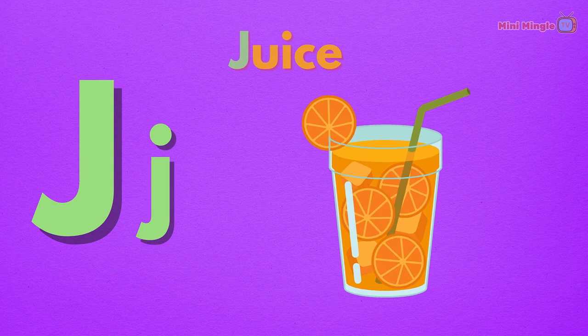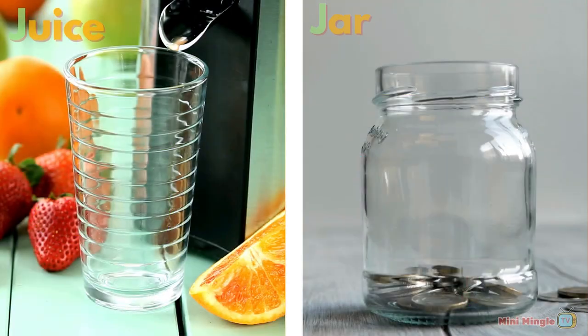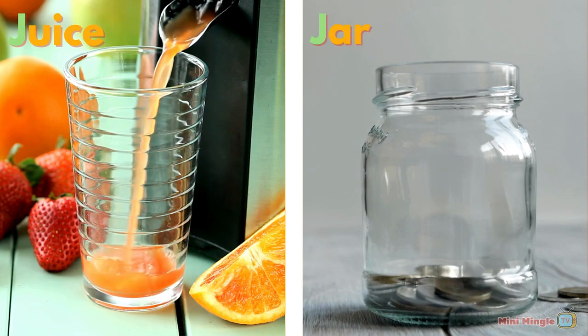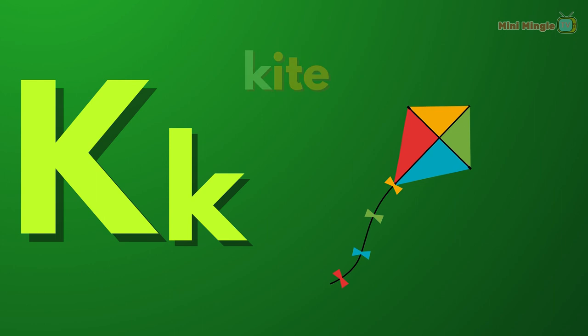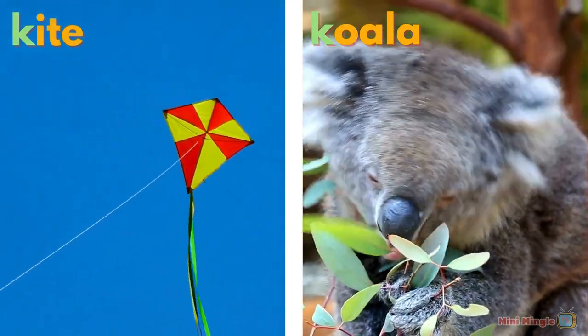J for juice. J for jar. Juice and jar. K for kite. K for koala. Kite and koala.